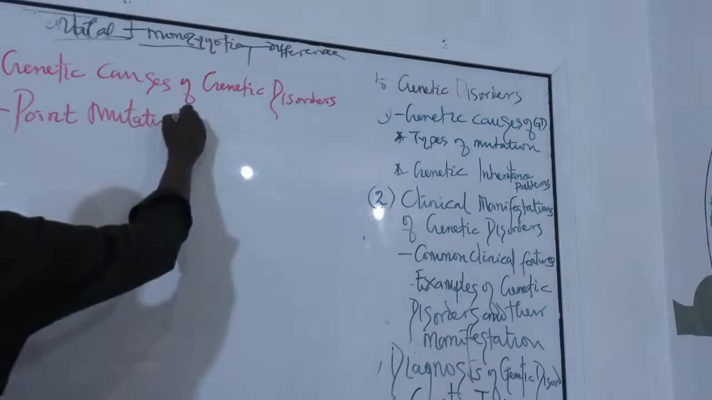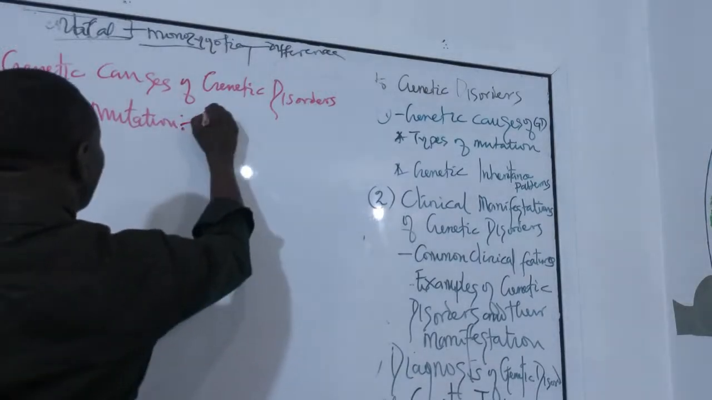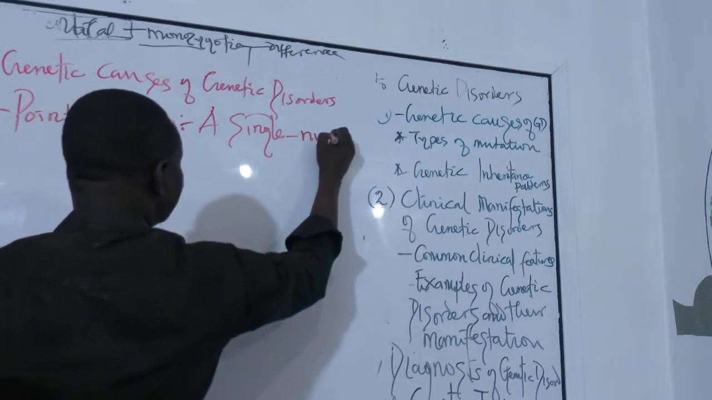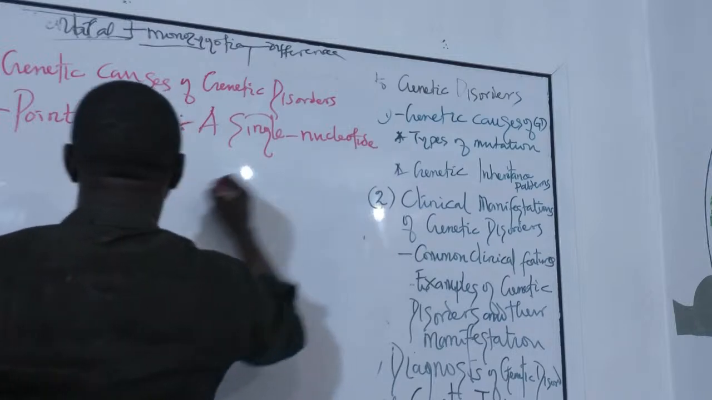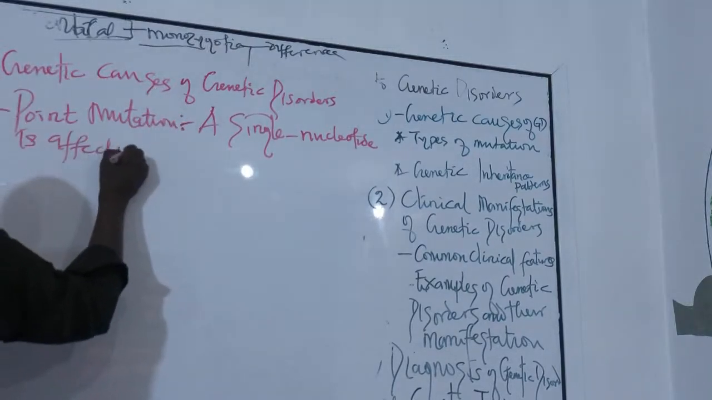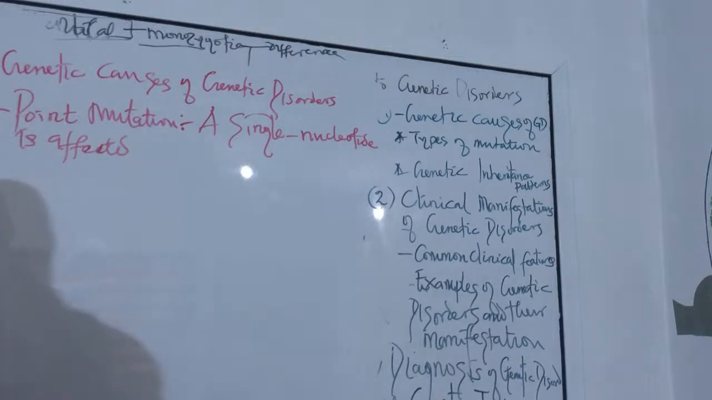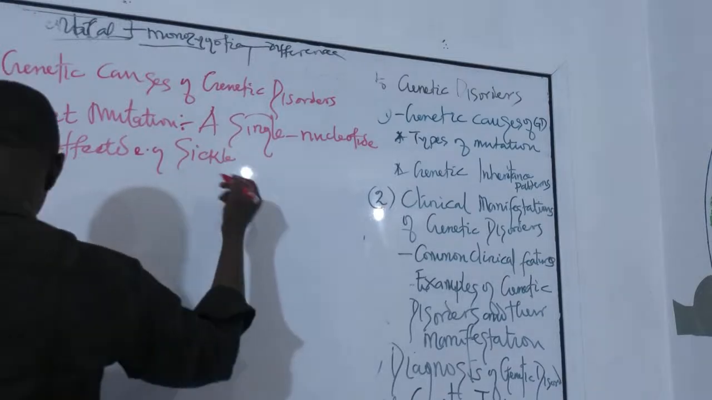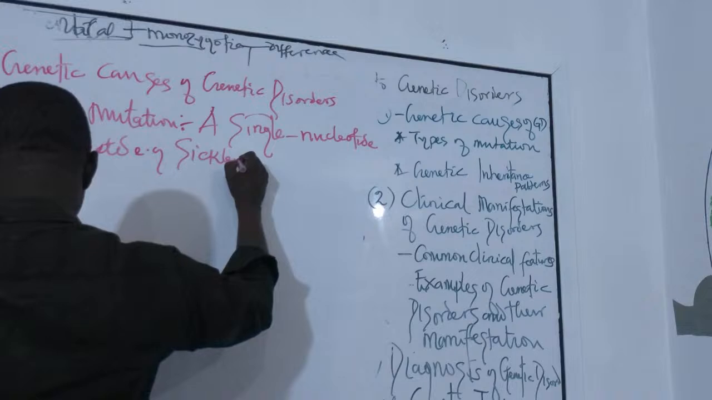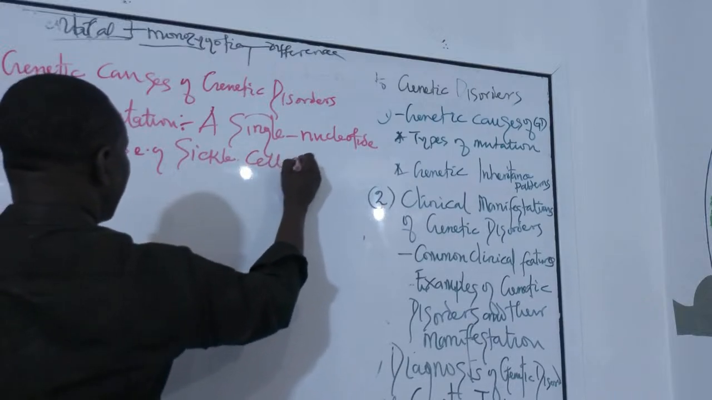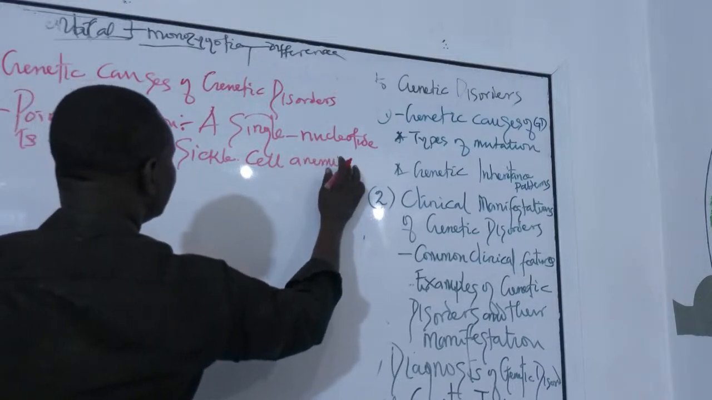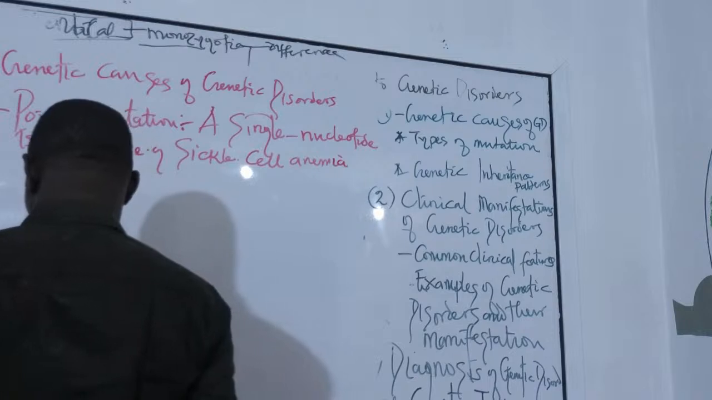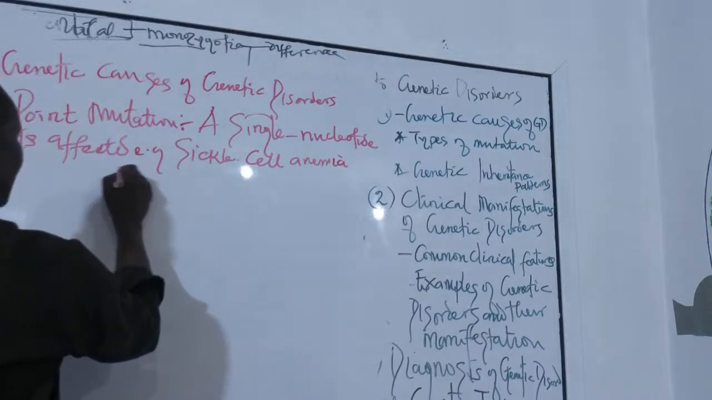So we have point mutation. This is telling you that just a single nucleotide is altered, is affected. An example of this is sickle cell anemia, just an alteration in one nucleotide.